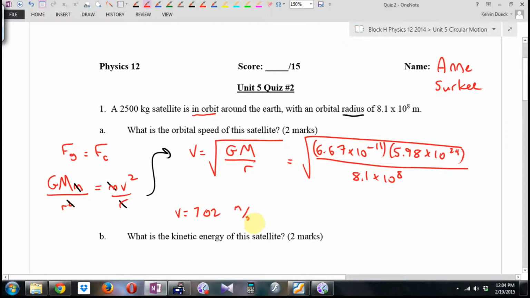If you got that, 2 out of 2. Otherwise, I usually give a half mark for that, half mark for that, half mark for that, and a half mark for the answer.